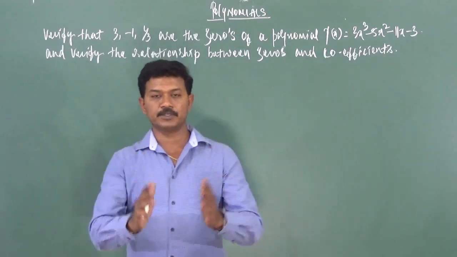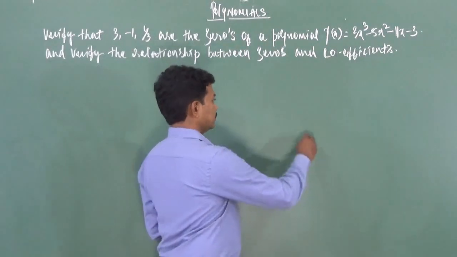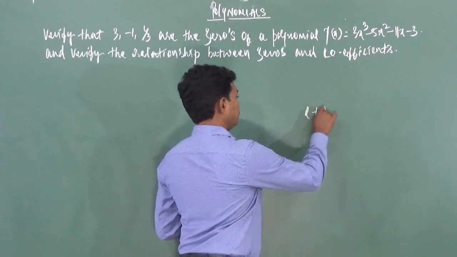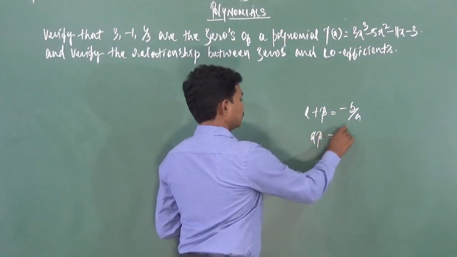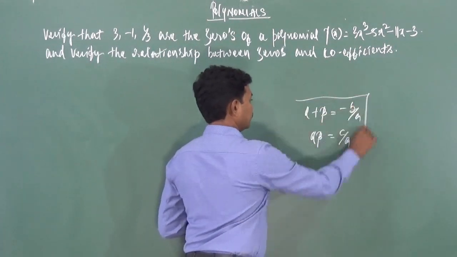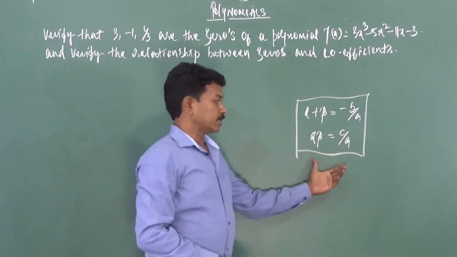With respect to the quadratic polynomial, the sum of the zeros formula was like this: alpha plus beta was minus b by a, and alpha beta was c by a. So this was the relation between the zeros and the coefficients in a quadratic polynomial.